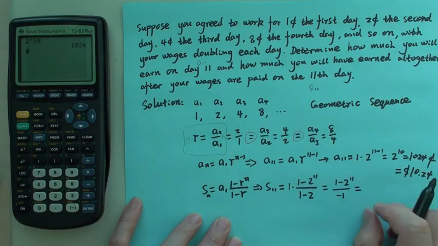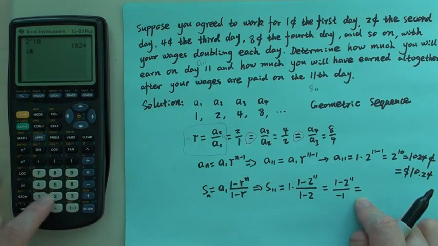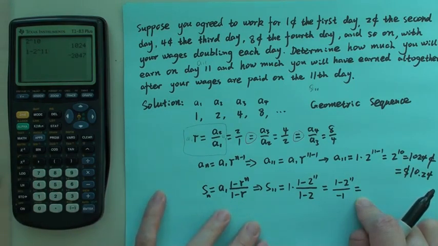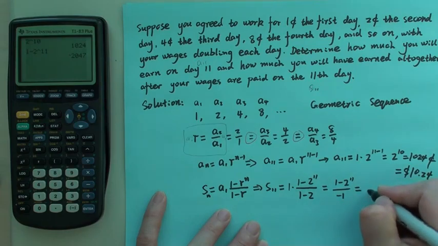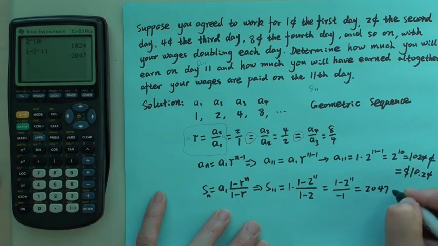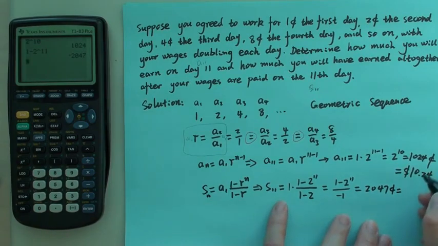So what do we get? 1 minus 2 to the 11th is negative 2047, but you have a -1 downstairs, so you have 2047 cents, which is exactly $20.47.